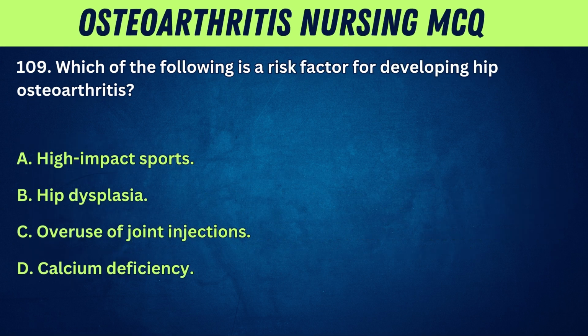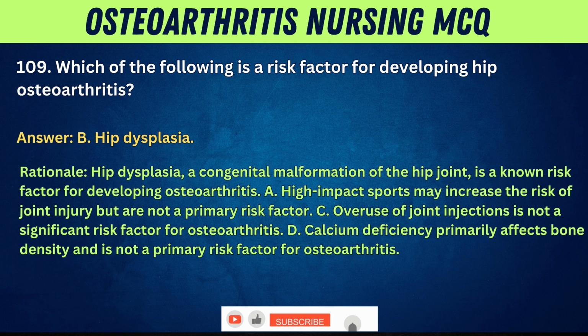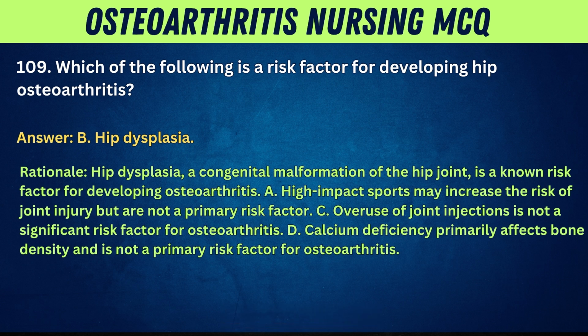109. Which of the following is a risk factor for developing hip osteoarthritis? A. High-impact sports. B. Hip dysplasia. C. Overuse of joint injections. D. Calcium deficiency. Answer: B. Hip dysplasia. Rationale: hip dysplasia, a congenital malformation of the hip joint, is a known risk factor for developing osteoarthritis.